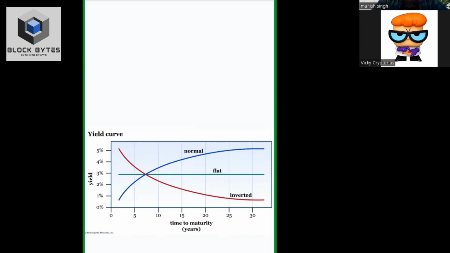You could see the blue color. The normal blue curve is what prevails in a very healthy economy, like India, for example. Now, there is a flat yield curve. It's nowhere prevalent actually; it's just to show you the normal thing. Now comes the inverted yield curve. Now we have to understand why the yield of a longer duration bond comes down.